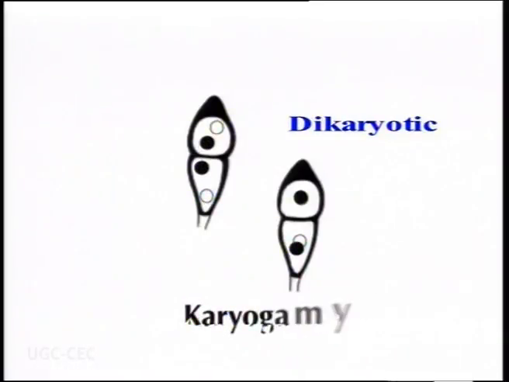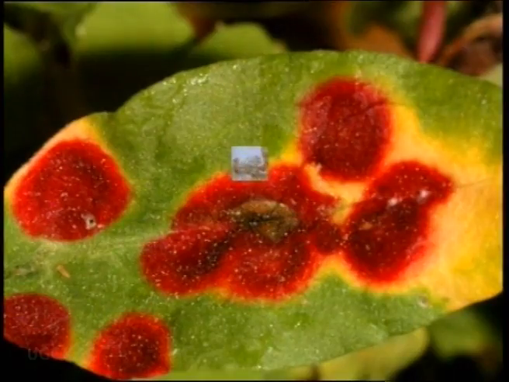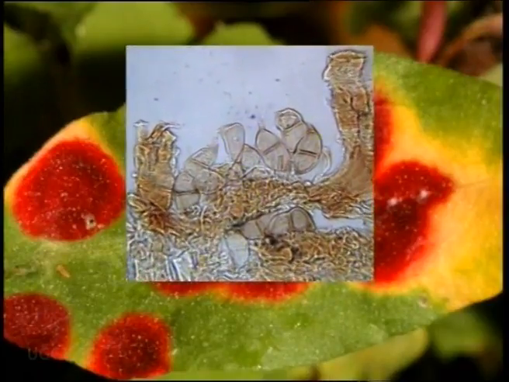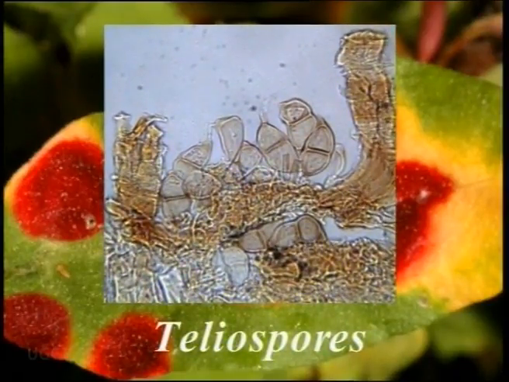In early spring, prior to germination, the 2 haploid nuclei of each cell fuse to form a diploid nucleus. Unlike urediniospores, the teliospores are not capable of immediate germination. They are overwintering spores which infect neither wheat nor barberry.